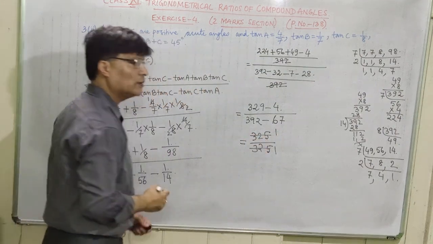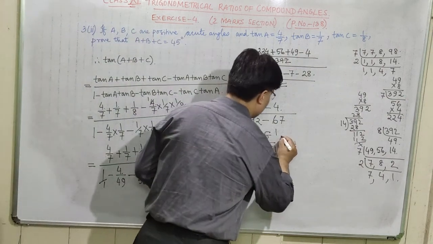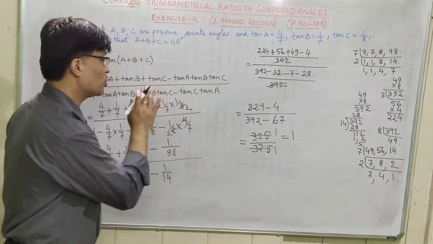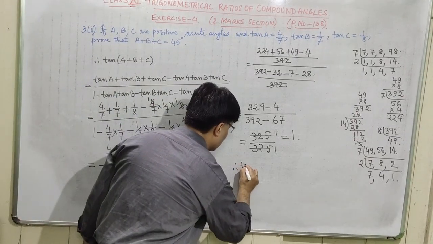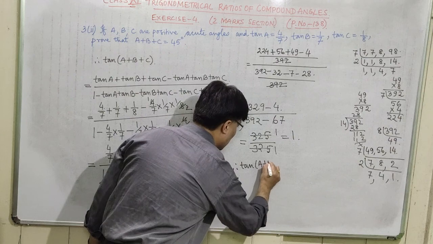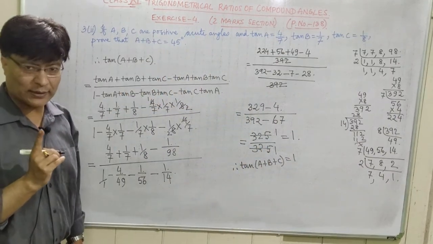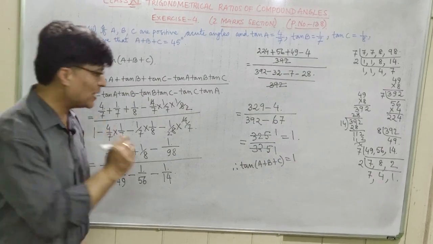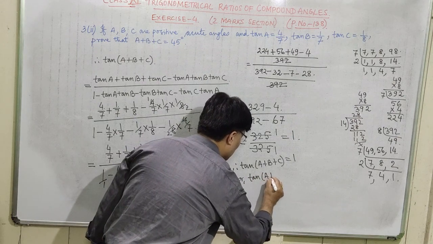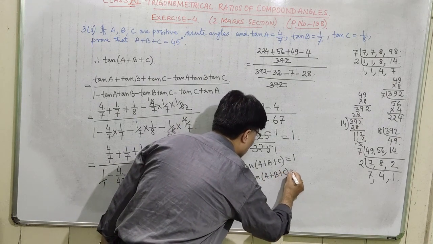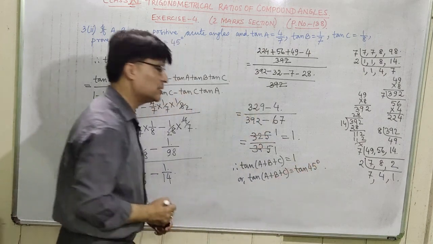325 ones are 325. That means you can cancel it. So it is 1. Okay. So this 1 is the value for tan of a plus b plus c. Therefore, tan of a plus b plus c is equal to what? It is 1. So tan of which angle is 1? Tan 45. So tan of a plus b plus c is equal to tan 45 degree. Is that clear?